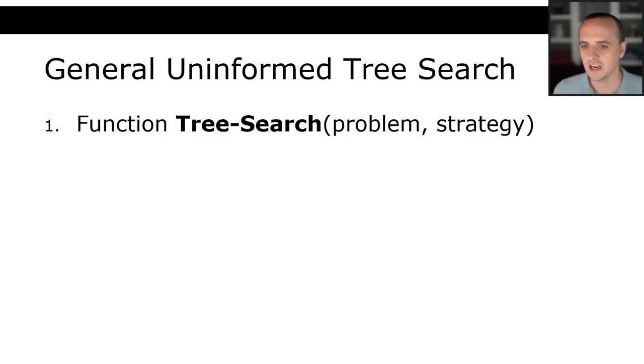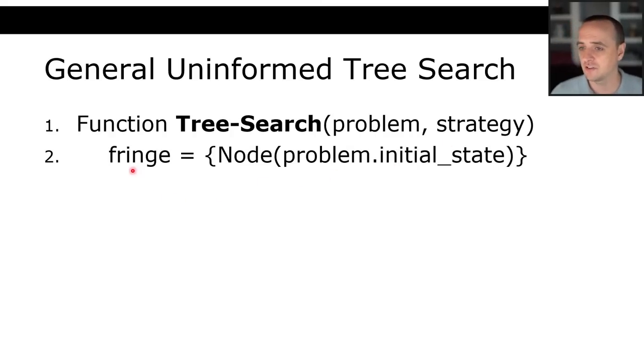So here's our function. The function is called tree search. As inputs to this function, you are going to take a problem specification, so you have your environment, your legal actions, your goal, etc. And you're also going to take a search strategy. We're going to talk about search strategies, but a search strategy essentially says which node in the fringe we want to choose next. That's it. That's what the search strategy is. So we're going to create the fringe. The fringe is just going to be some data structure, let's call it a set, a collection of nodes. However we set that up doesn't really matter.